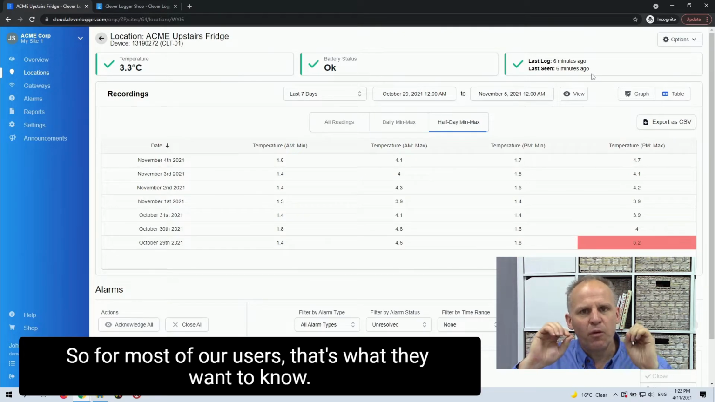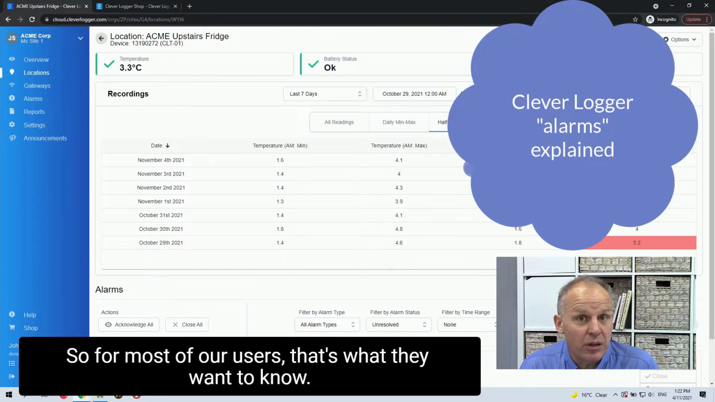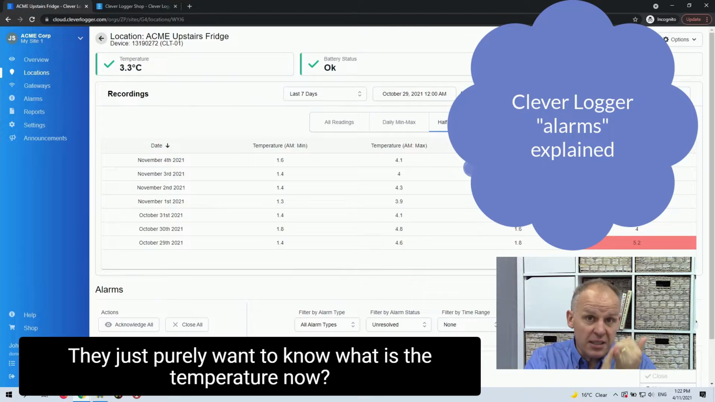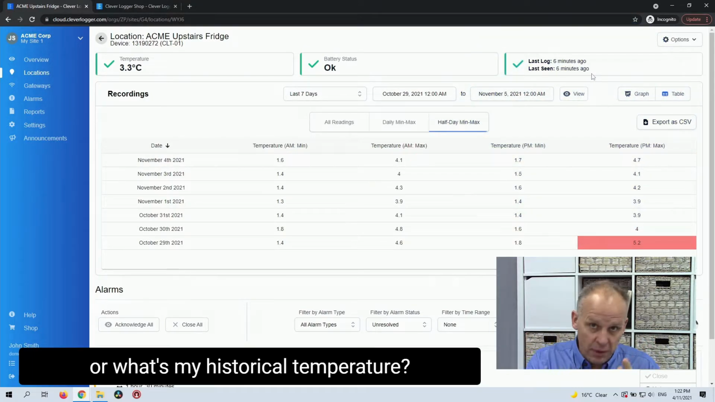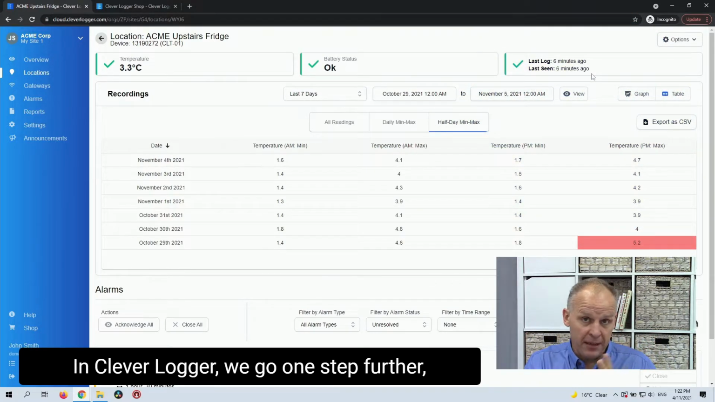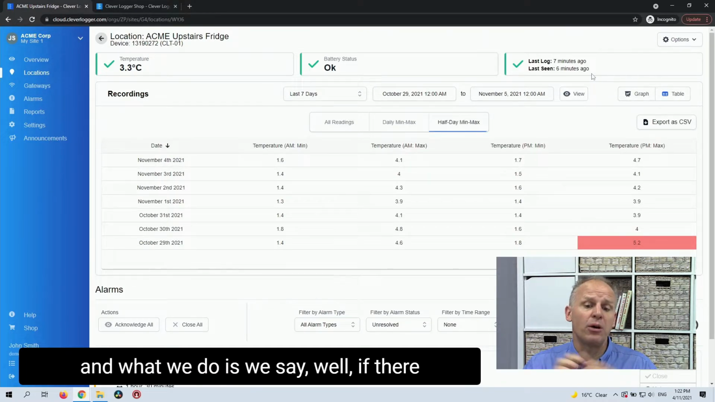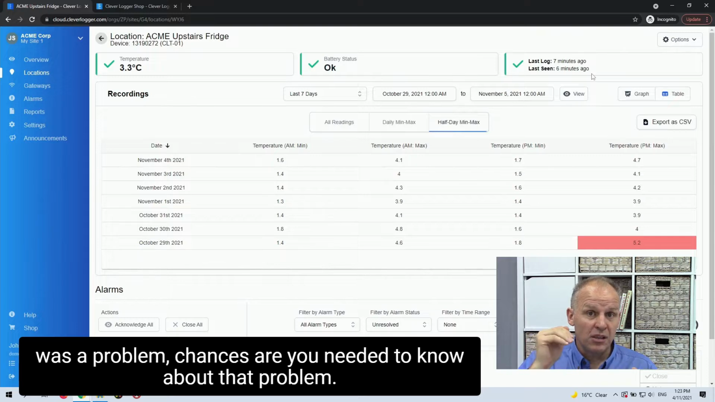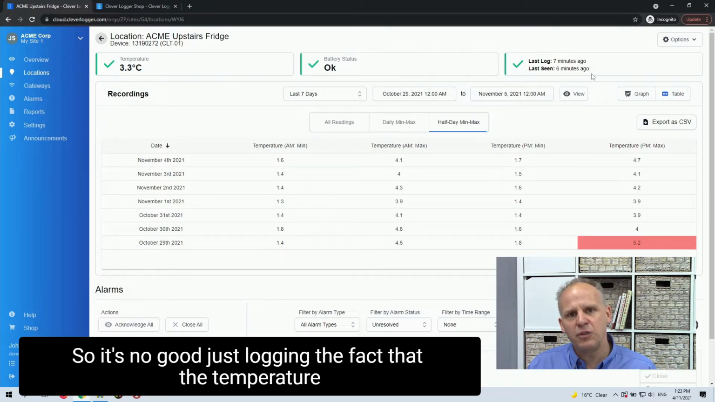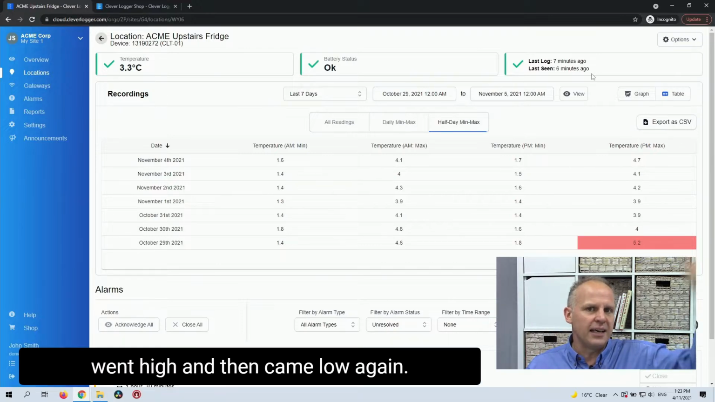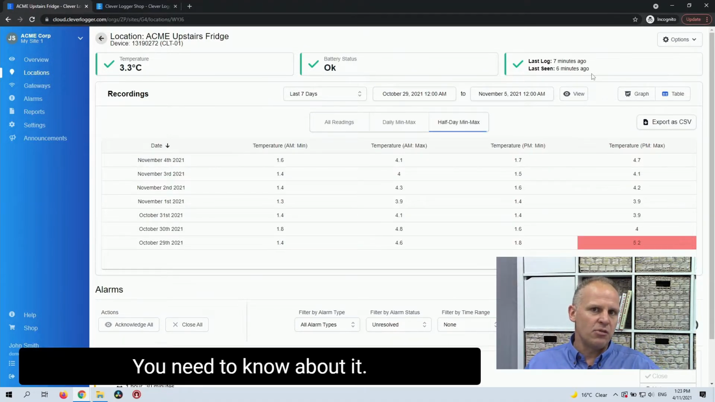So for most of our users, that's what they want to know. They just purely want to know, what is the temperature now, or what's my historical temperature? In CleverLogger, we go one step further. We say, well, if there was a problem, chances are you needed to know about that problem. So it's no good just logging the fact that the temperature went high and then came low again. You need to know about it.